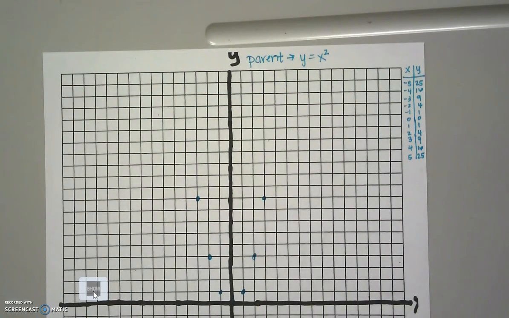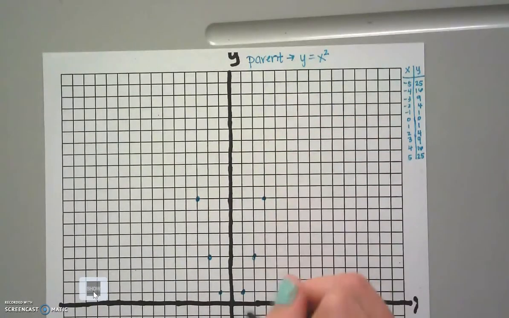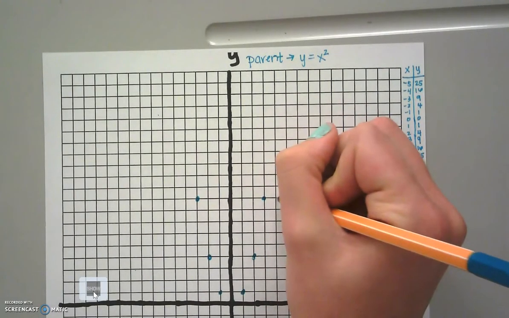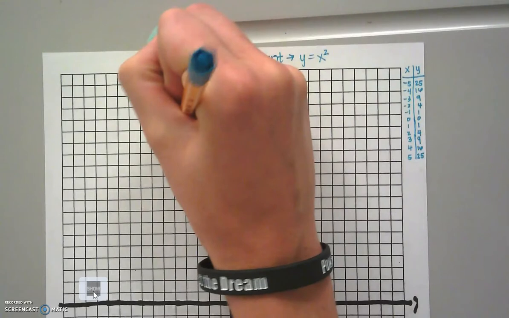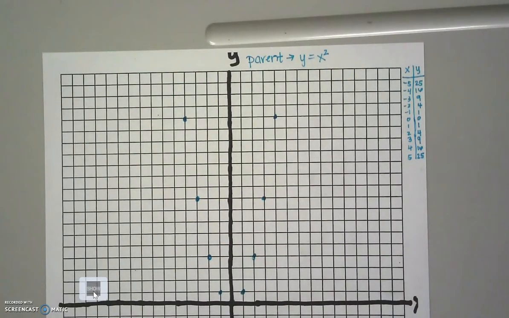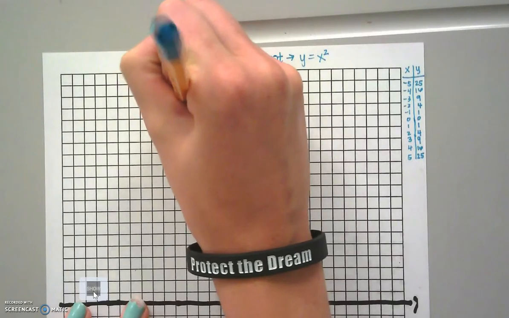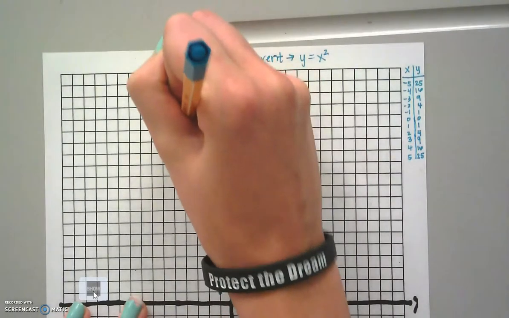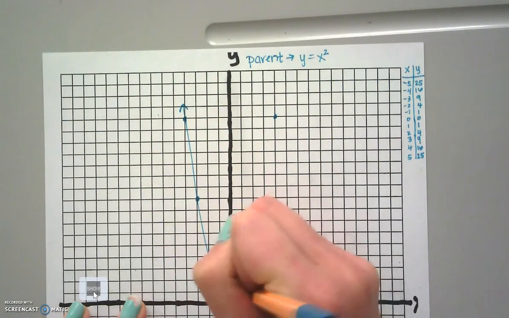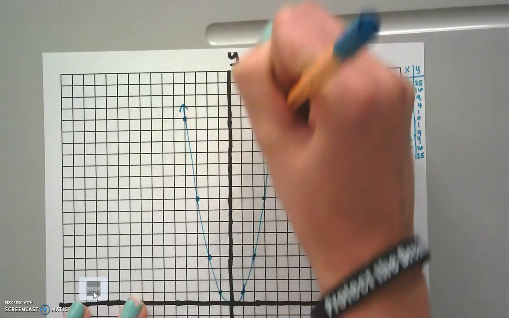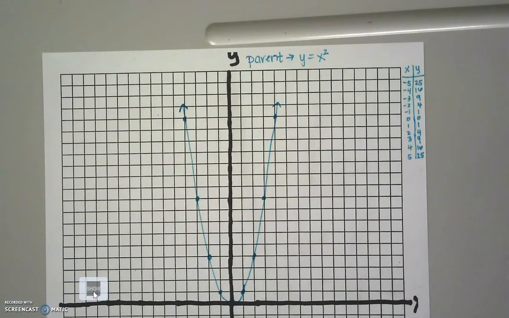This is going to be a symmetric graph. 4 was at 16, so that's 9, 10, 11, 12, 13, 14, 15, 16, and there's a point right there. 5, 25 isn't going to fit on our graph, so we're going to use arrows to demonstrate that this goes on forever. So I'm going to put arrows here, and I'm going to graph this just like this. It's going to go up, and then I'm going to curve it to come back up this way. This is a quadratic function. The graph is called a parabola.